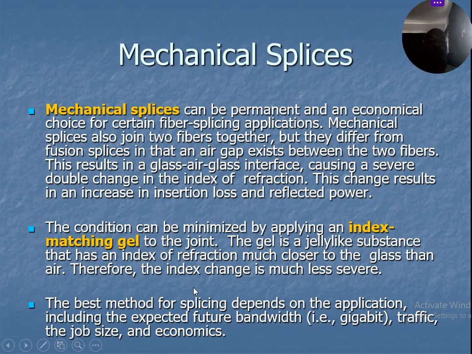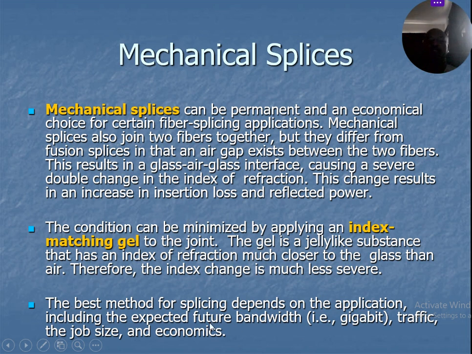Once that takes place, the index change is much less severe, therefore there will be low insertion loss. There will be no heavy insertion loss. This is an improved mechanical splicing method because you've used index matching gel to improve the interface of refraction to be glass instead of glass-air-glass. Is that okay? Let's move on.